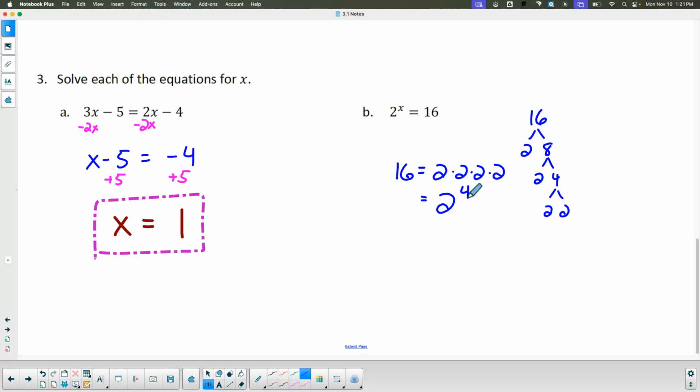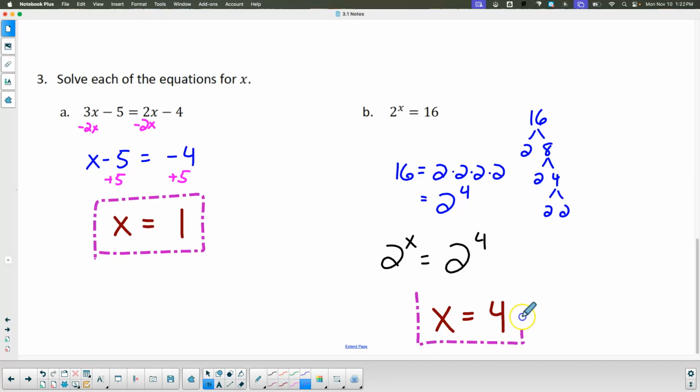Okay? So 2 to the x power would equal 2 to the 4th power. And if that's going to be a true statement, what does x have to be? 4. X has to be 4. Good? All right.